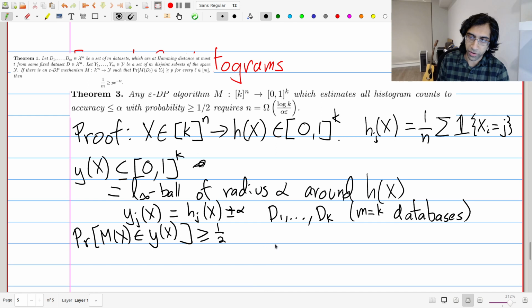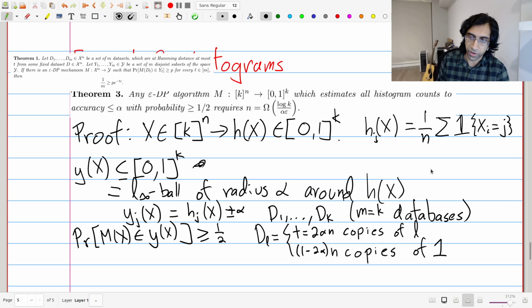This might seem a bit funny at first, but the reason we're going to do it in this funny way is just because we want this alpha to show up. Like I said, it's a little bit more complicated than before, but not much. So the way it works is database DL is going to be the following. It'll have t copies, t equals 2 alpha n copies of L, and it'll have the rest be just the symbol 1. This might seem a bit weird, but it kind of works out okay.